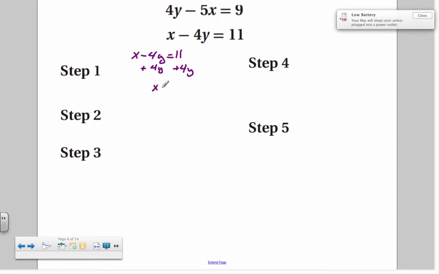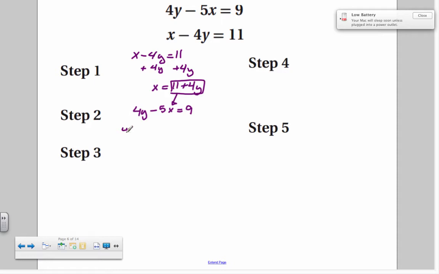And here I get x equals 11 plus 4y. So I know that this is what x equals. x is equal to 11 plus 4y. And step 2 says, okay, great. Now plug what you know x to be into the opposite equation. So I would take the opposite equation, 4y minus 5x equals 9. And I'm going to plug in what I know x to be, which is 11 plus 4y, into the x of the opposite equation.